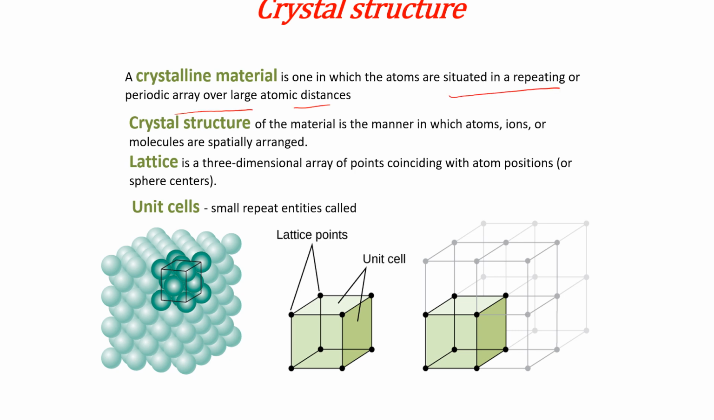You can see in this one, we have a repeating cell. The crystal structure of materials is the manner in which atoms, ions, or molecules are spatially arranged. That is a three-dimensional array of points consisting of atoms positioned in different spaces. So you can see this is a lattice, and these are the lattice points, and this whole thing we call the unit cell. You can see this is a cube. So FCC and BCC are cubes. Do you remember that?